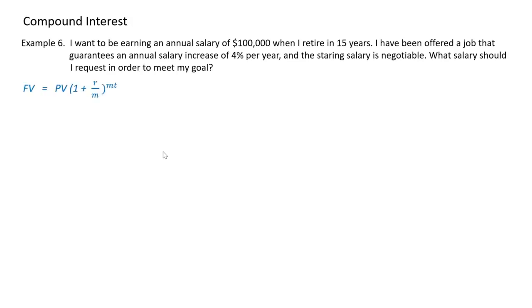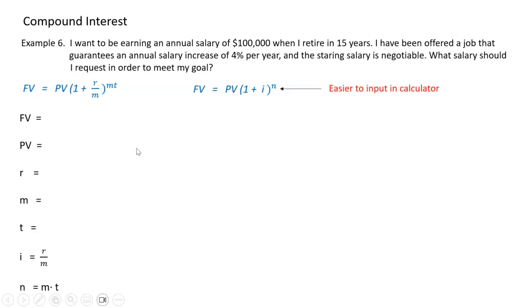What salary should I request in order to meet my goal? Again, there's my formula. Now, there are the 7 things that we're looking for. But here, guys, what are we looking for? I want to earn an annual salary of $100,000 when I retire in 15, so this is the future. Eventually, we're looking for the present value, because this is the future value of the $100,000. So that's my future value. My interest is a 4% increase, so 4%, converted to a decimal will be 0.04.